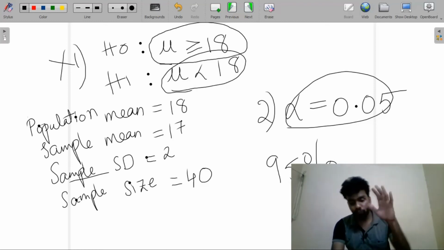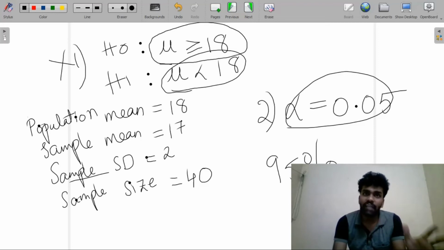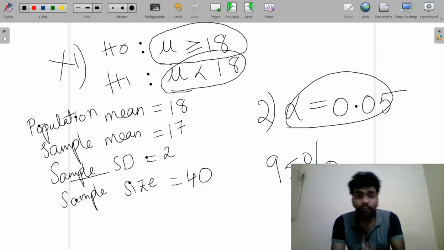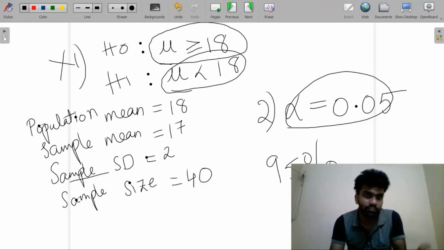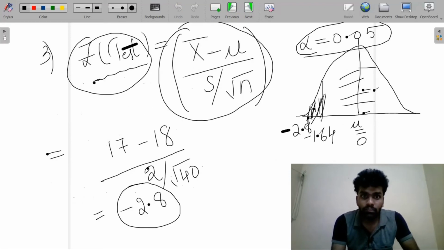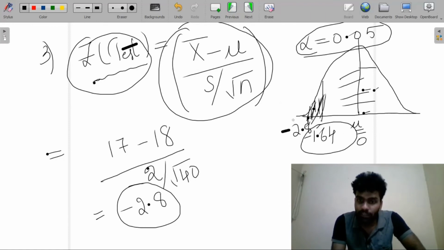So that's how you can perform this Z test. And if you watch my video on p-value, I said that we calculate the p-value using the Z test, and if the p-value is less than 0.05, or let's say greater than 0.05, we will either reject the null hypothesis or fail to reject it. So this is one way: we can find the Z value for 0.05, and if minus 2.8 falls under this, then we reject.